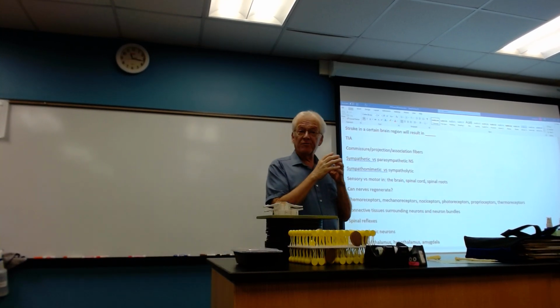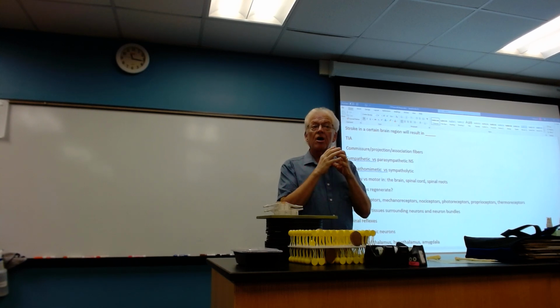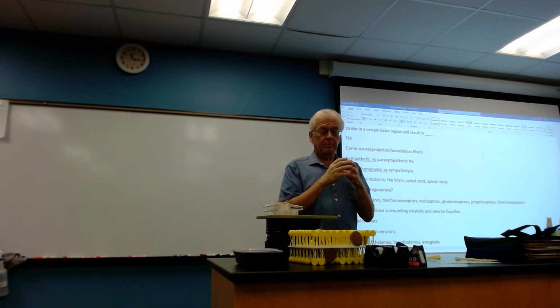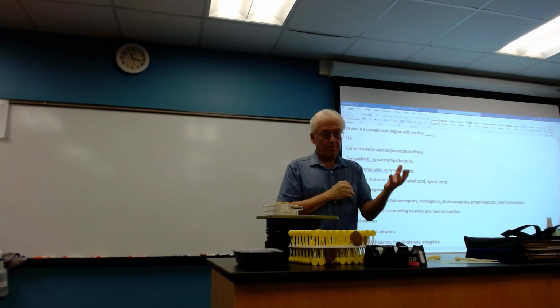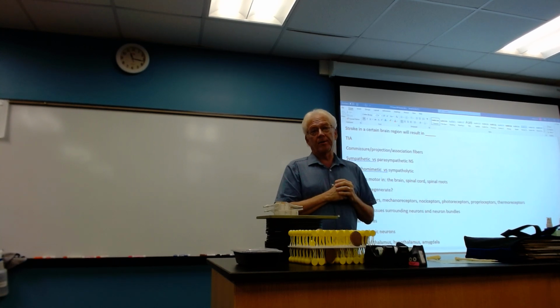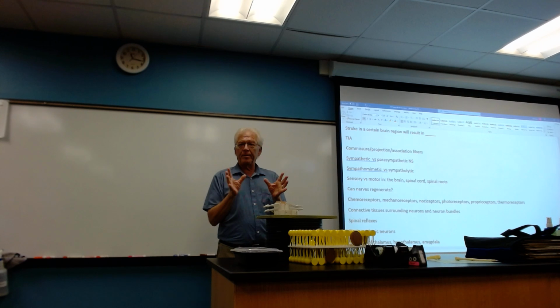So, here's my test question. What connective tissue covers a fascicle? Perineurium for nerves, perimysium for muscles. But it's peri, which doesn't mean round. Okay? Don't make it harder than it has to be, folks.